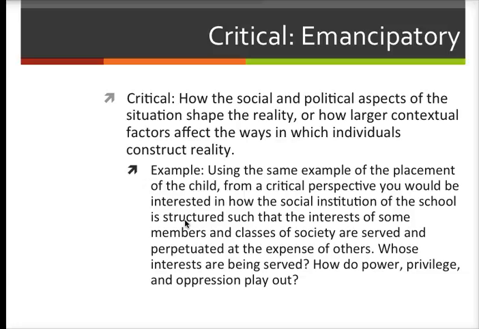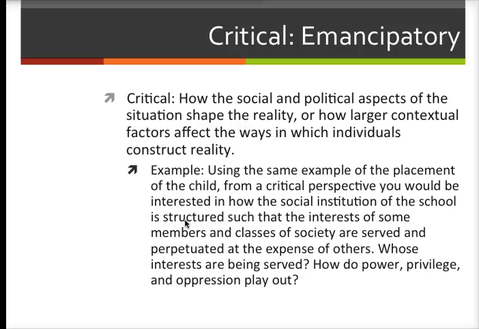Critical is how the social and political aspects of a situation shape the reality, or how larger contextual factors affect the ways in which individuals construct reality. Okay, the example might be using that same placement of a child. From a critical perspective, you would be interested in how the social institution of the school is structured, such as the interest of some members and classes of society is served or perpetuated at the expense of others.